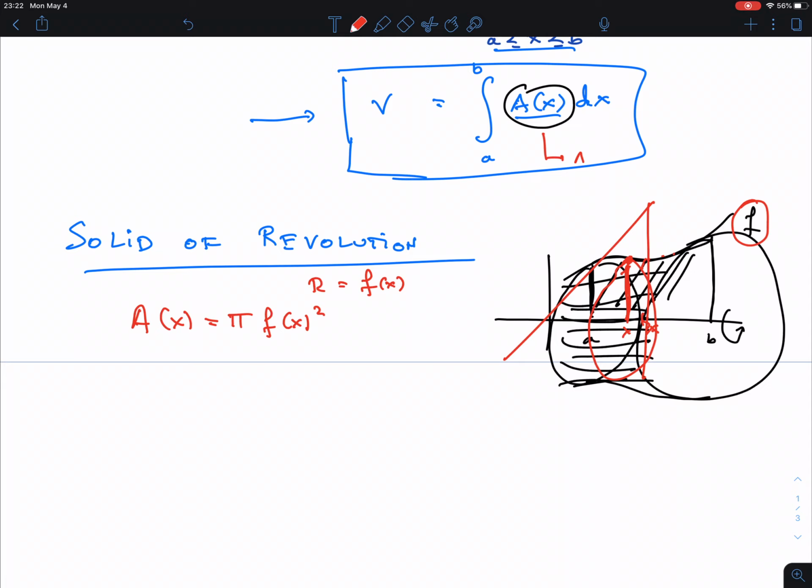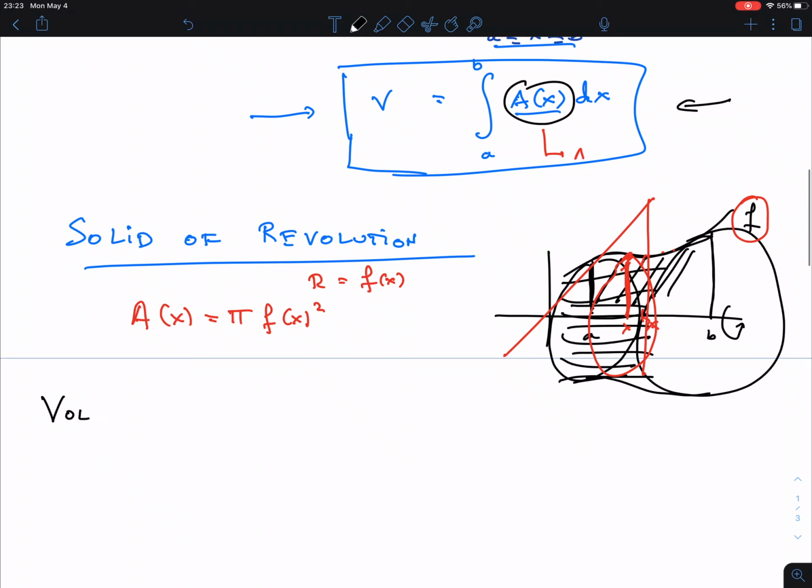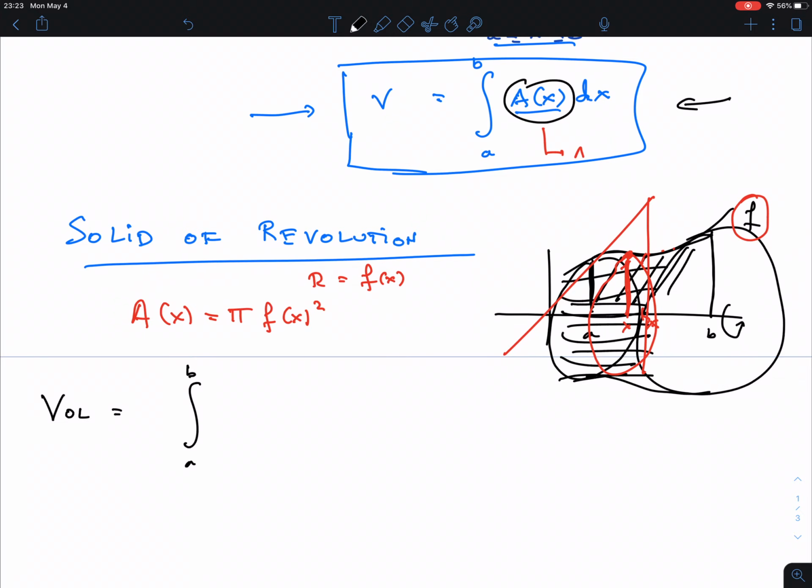Okay, so let's put this in the formula. This is the formula we're going to use. So this is the formula for the volume of a region rotated around the x-axis. There are two different methods we'll do. This method will be called the washer method, but I'll explain this later. Let's now just call it the volume. So it is the integral from a to b of A(x), that is pi f(x) squared, and then dx. So that's what we do.